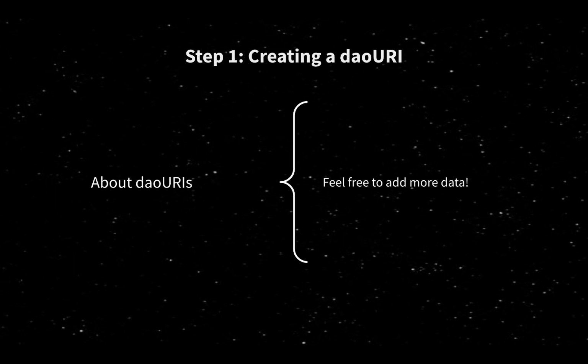Now you're also free to add more data to the DAO URI. For example, if you'd like to add a list of protocol parameters or trusted service providers of your DAO to the DAO URI, then you can also do that. So feel free to own the DAO URI and customize it as you wish. The standard only defines what a minimum viable DAO URI should look like.